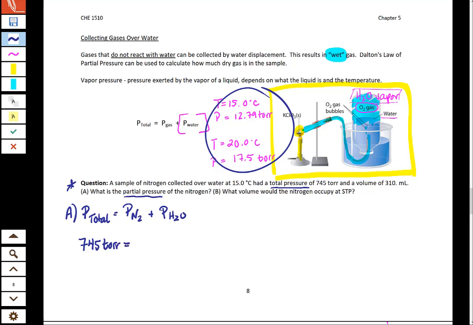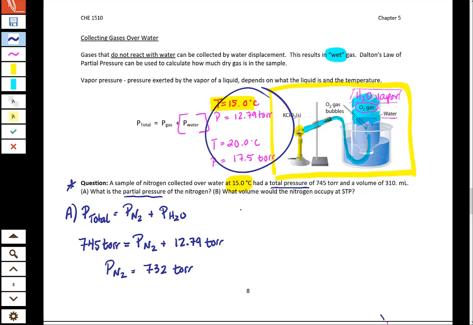So we were given that the total pressure was 745 torr. We're searching for the pressure of the nitrogen, and we know the pressure of the water. We knew to use the 12.79 torr because we were given a temperature of 15 degrees Celsius. So when we do a quick subtraction, we're going to get the pressure of nitrogen to be 732 torr after we take into account significant figures.